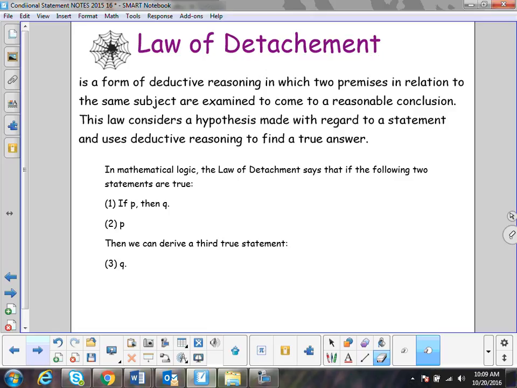Okay, so this one's a little bit longer. This one's called the law of detachment. It says the law of detachment is a form of deductive reasoning in which two premises in relation to the same subject are examined and come to a reasonable conclusion. The law considers a hypothesis made with regard to a statement and uses deductive reasoning to arrive at your answer. So maybe just start from here.